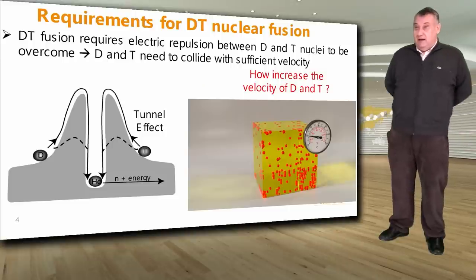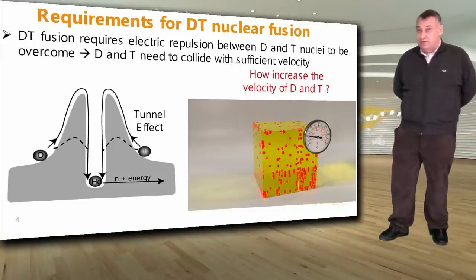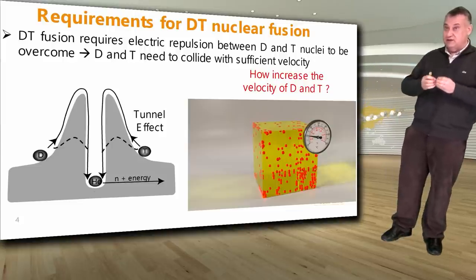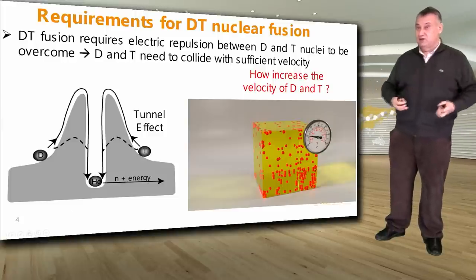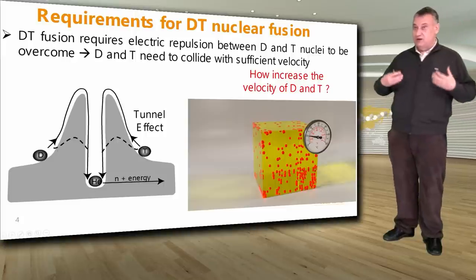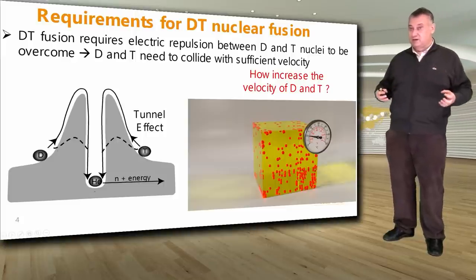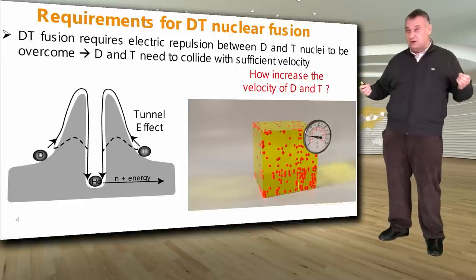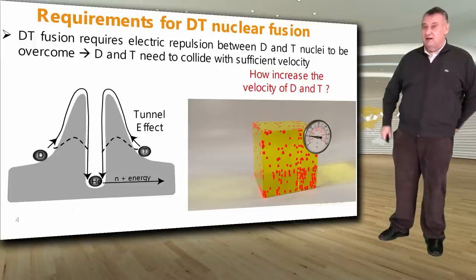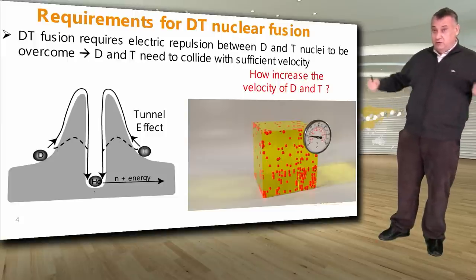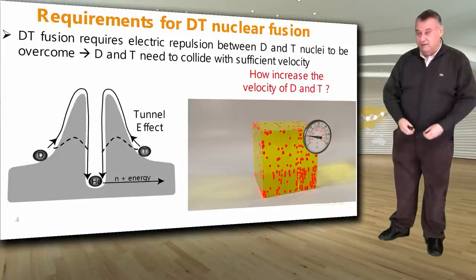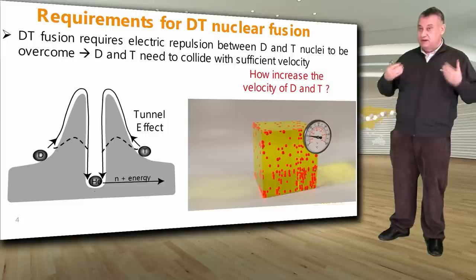Now, what do we need to achieve nuclear fusion? Well, what we need is that the deuterium and the tritium nuclei get together to such a close distance that the nuclear interactions can take place. And because deuterium and tritium nuclei have a positive charge, they repel each other. So this means we have to launch a deuterium and a tritium nucleus against each other with sufficient speed. So this is a bit like what is shown on the left side. You need the deuterium and the tritium to go over the top of the mountain so that they can fall in the valley. And this requires a given energy.